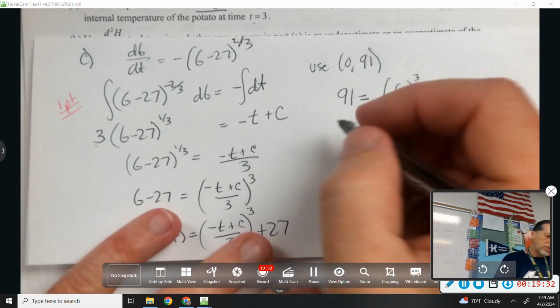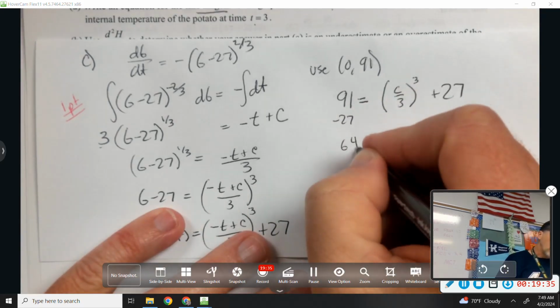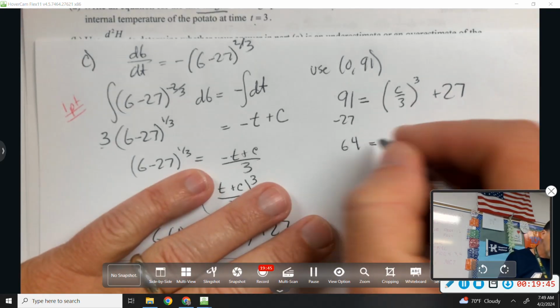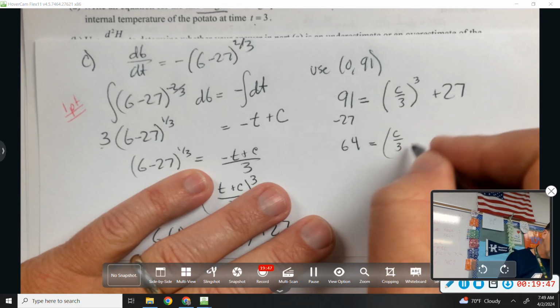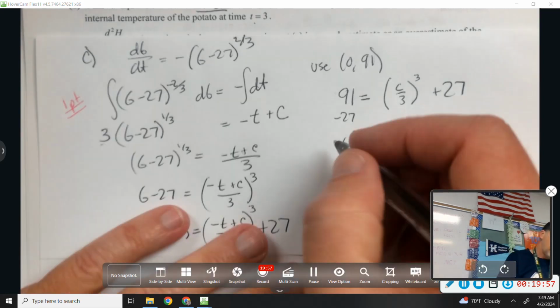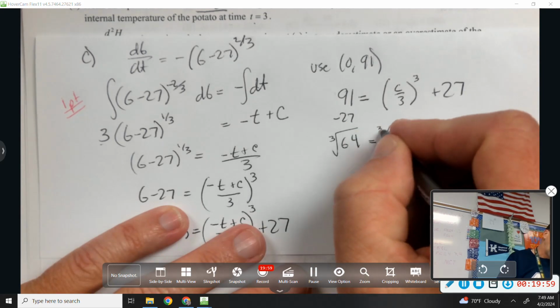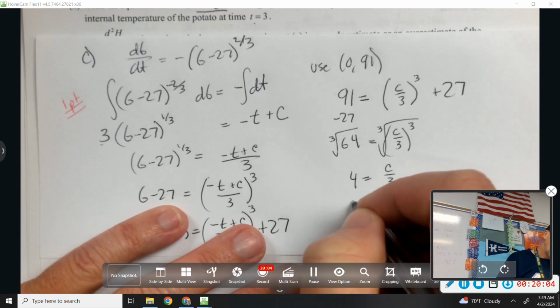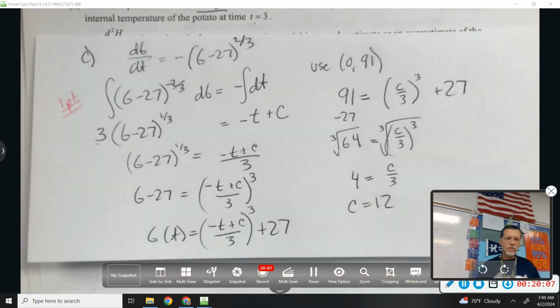Okay, 91 minus 27 is 64. And you could leave that as 91 minus 27, but if you safe stop everything, then you have a mess on your hands. So as nice as it is, sometimes it's more helpful to actually do the math. Oh, they have done us a favor here. I can cube root both sides, or raise both sides to the 1/3. 4 equals c over 3. So c equals 12.